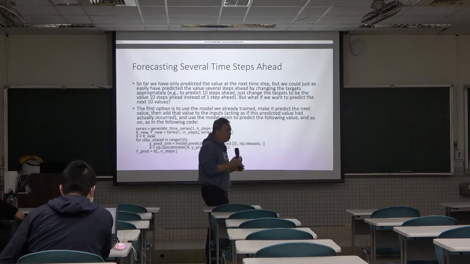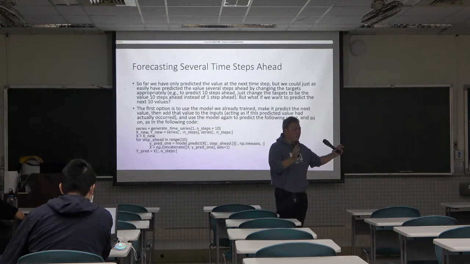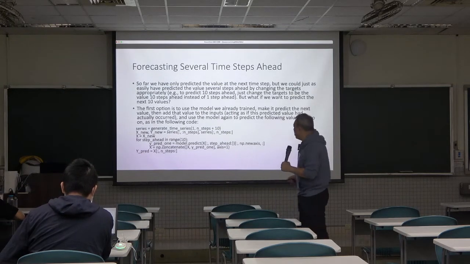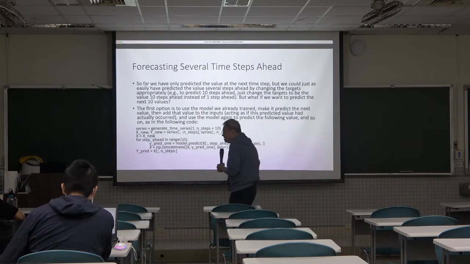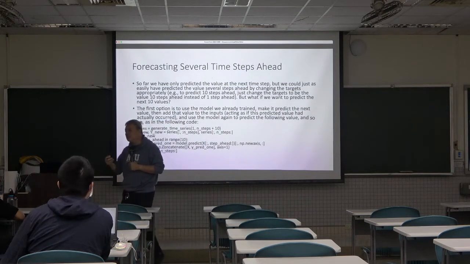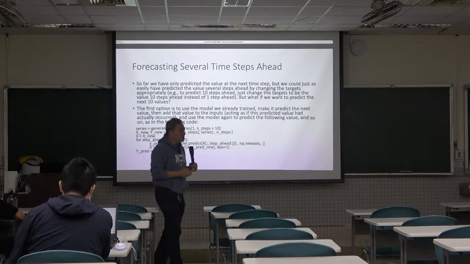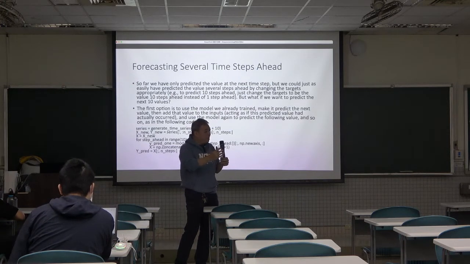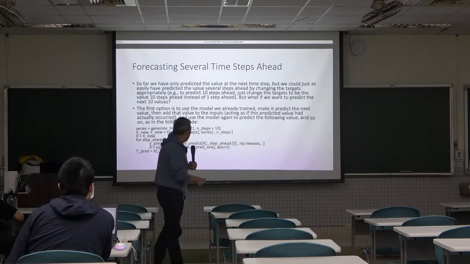So far we only predict one number from the past 50 time steps. We predict the next value, right? But what if you want to predict several time steps ahead? This is like project number 3. You want to predict PM 2.5, not just 1 hour, but like 6 hours in advance. So what do we do?